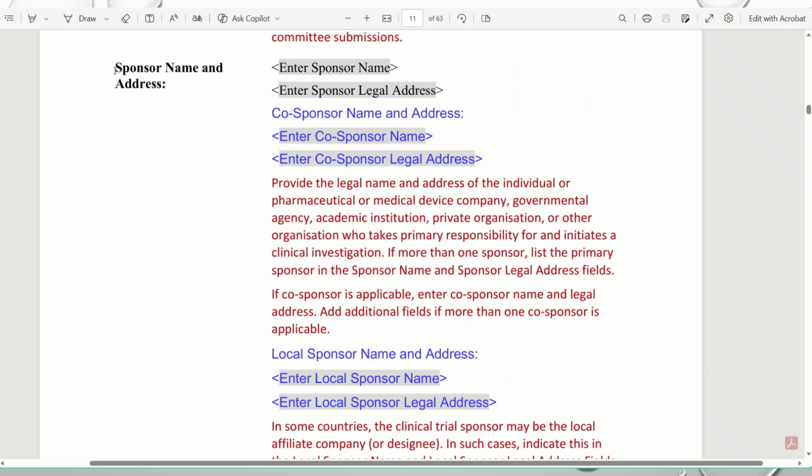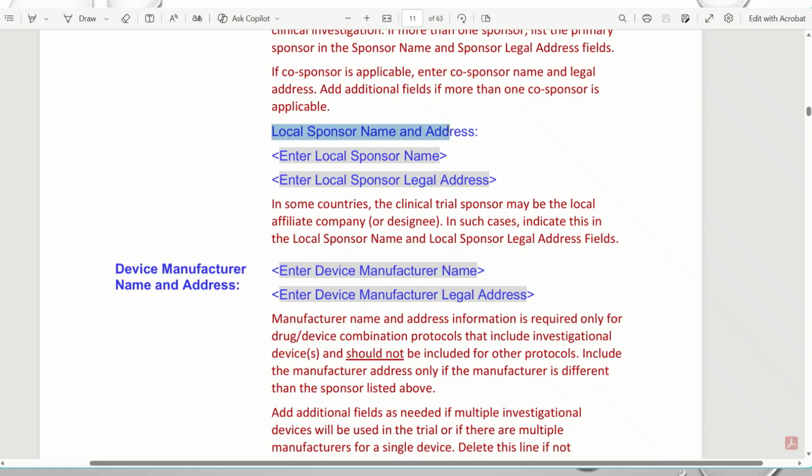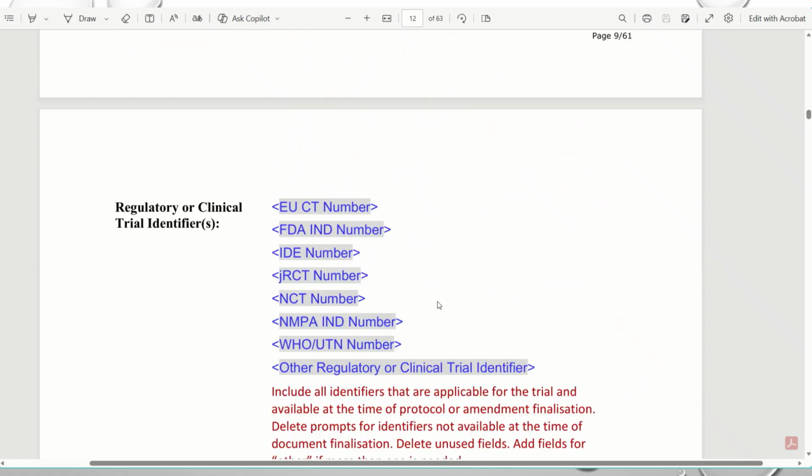You have your sponsor's name and address. You also have information on the co-sponsor. It has to be the legal address in both instances. And also in some countries, you might have a local sponsor name and address. And again, it has to be the legal address. When you're using device manufacturer, medical devices, you have to have the device manufacturer name and the legal address.